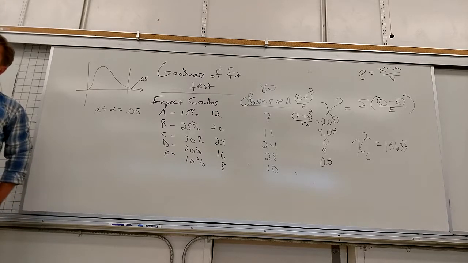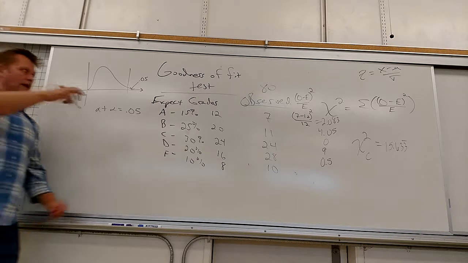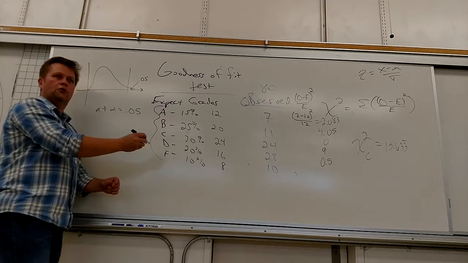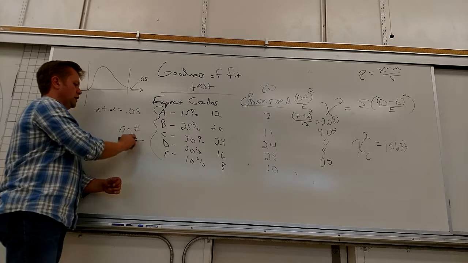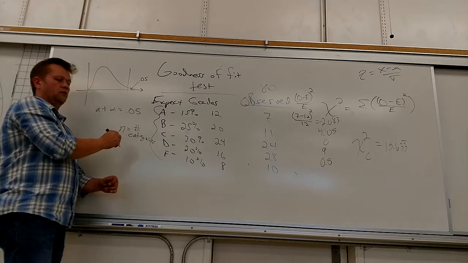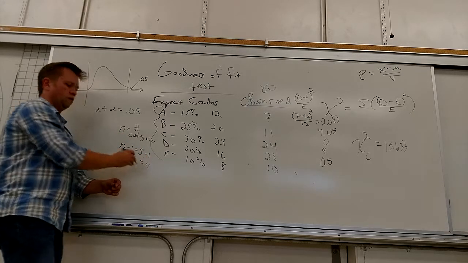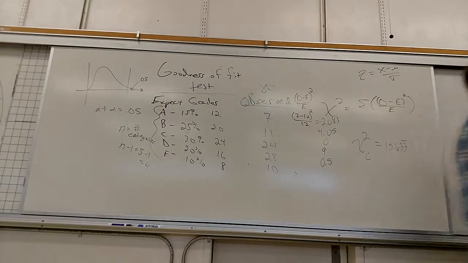Now here's the thing you don't know. Here's the new thing. This is a very new thing. What is the degrees of freedom? Not 79. N, for goodness of fit, is always the number of categories. How many categories were there? 5. So N minus 1, 4. So look at the chart. Degrees of freedom of 4.